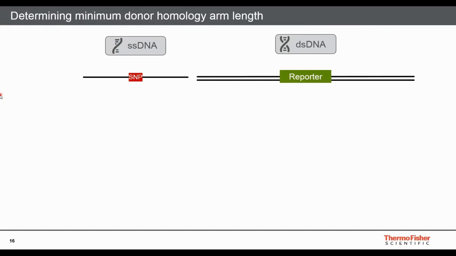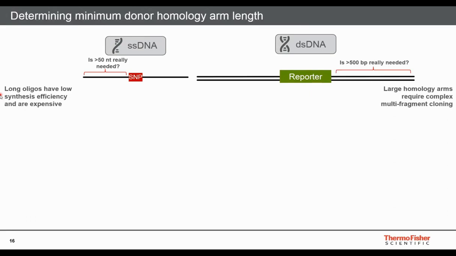Now, going back to donor design, kind of the last outstanding question that we really wanted to test here was to determine the minimum donor homology arm length that's needed. And if you look at more dogmatic approaches to genome editing in the literature, you're going to see recommendations for single-stranded DNA having at least 50 nucleotide homology arms on either side of your edit. But what we know from single-stranded DNA and how these are produced is that long oligos are going to have a lower synthesis efficiency and become more expensive the longer that they get.